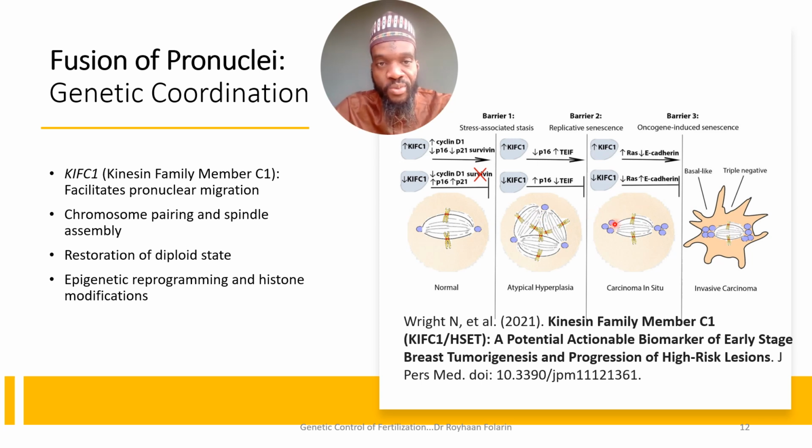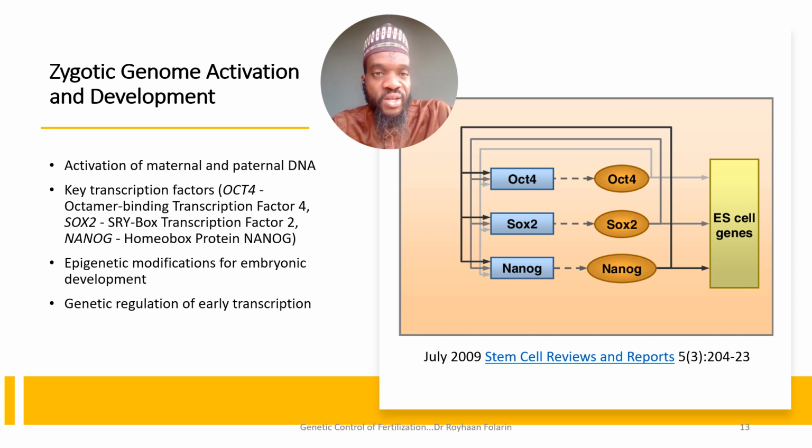I got this from a publication which is listed here, where they believe the kinesin family member C1 is a potential actionable biomarker of early stage breast tumorigenesis and progression of high risk lesions. I just thought to let you know how much research is going on in this area.